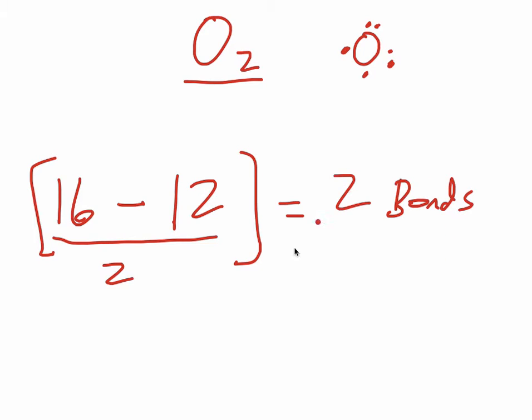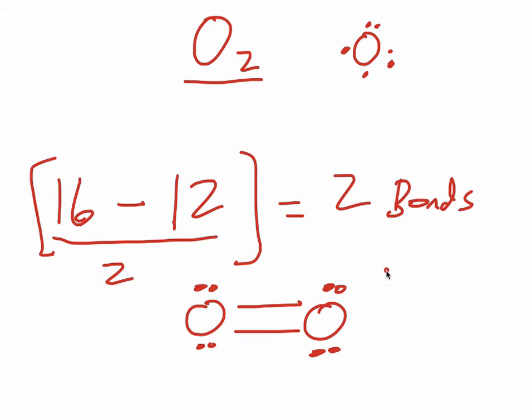So what do we do with that information? The first thing we do is put the oxygen atoms next to each other and give them the 2 bonds. Then we make sure that everybody has their octet of electrons. Let's start with the oxygen on the right: 2, 4, 6, 8. 2 lone pairs and 2 covalent bonds. Now this one: 2, 4, because they're being shared, 6, 8. And that's the Lewis structure for oxygen.